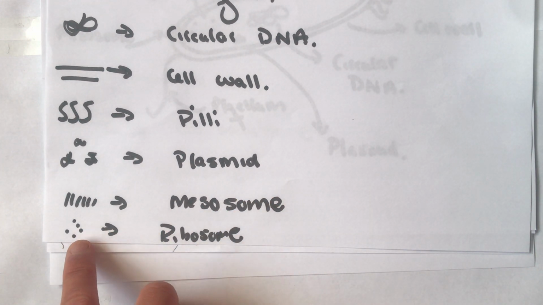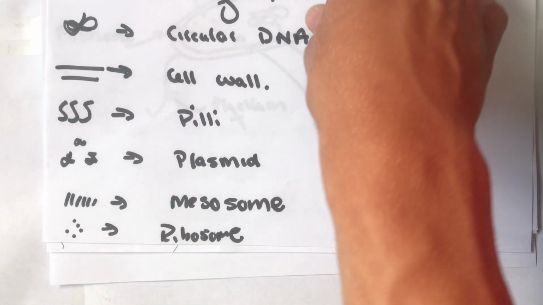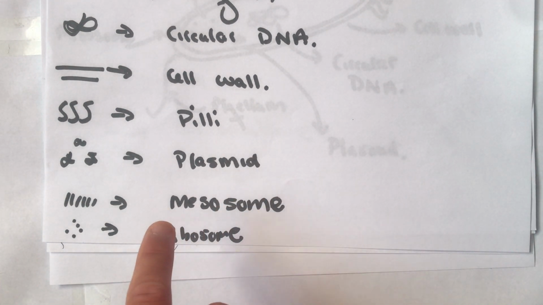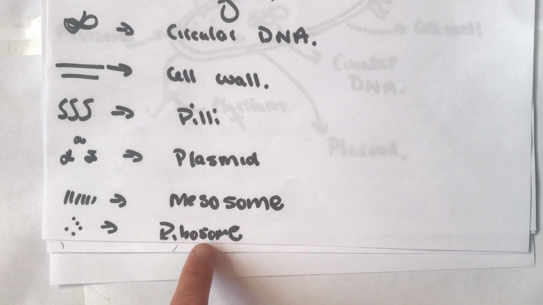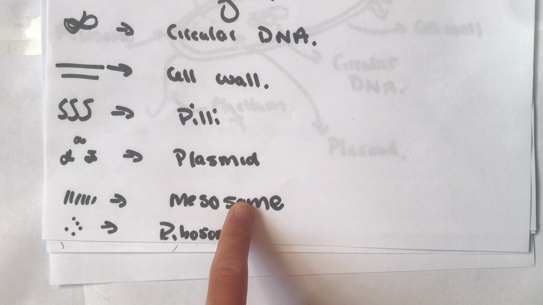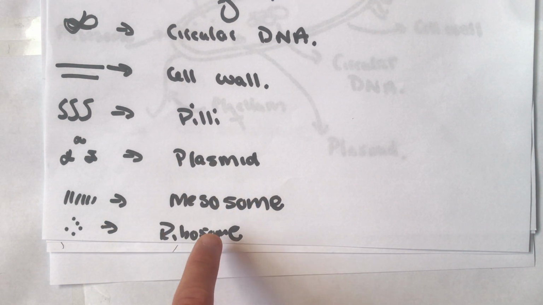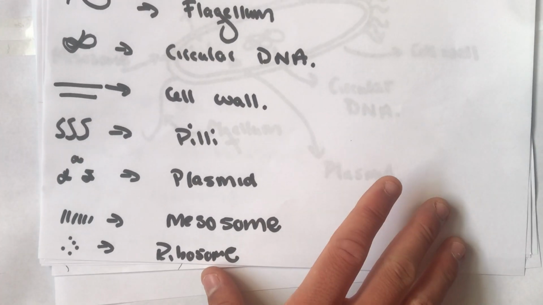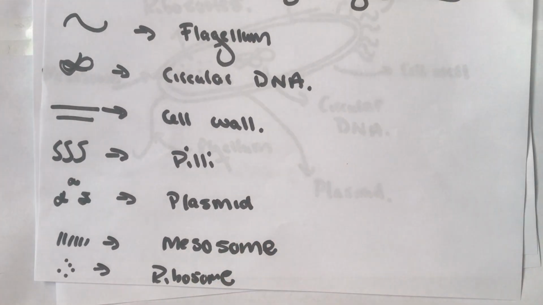Now, finally, we have ribosomes. Ribosomes, just like in eukaryotic cells that we've just focused on, are for a process of protein synthesis. However, bacterial cells are prokaryotic, and therefore their ribosomes are often a lot smaller, but they do conduct the same role for protein synthesis.